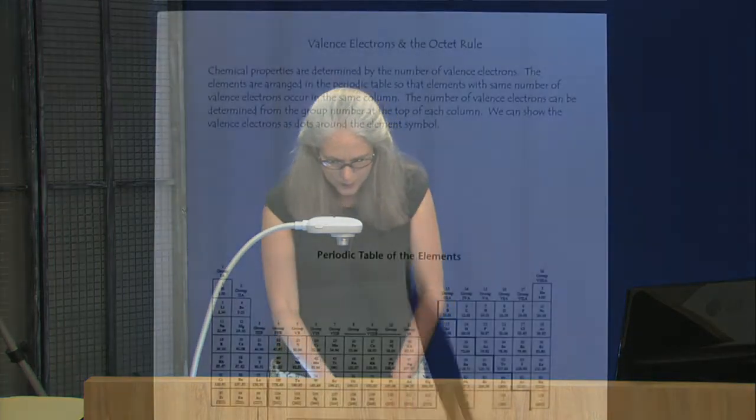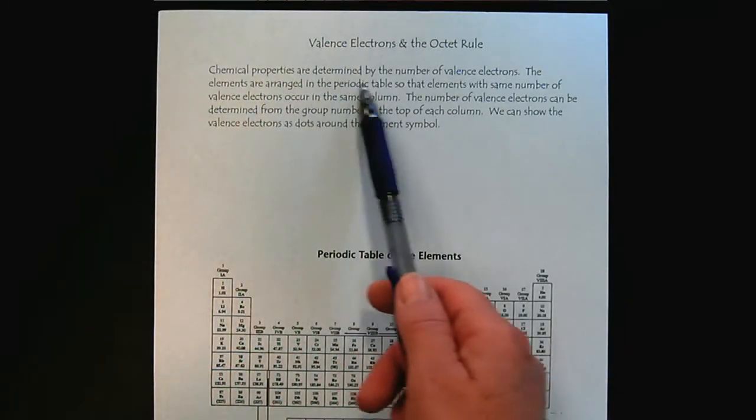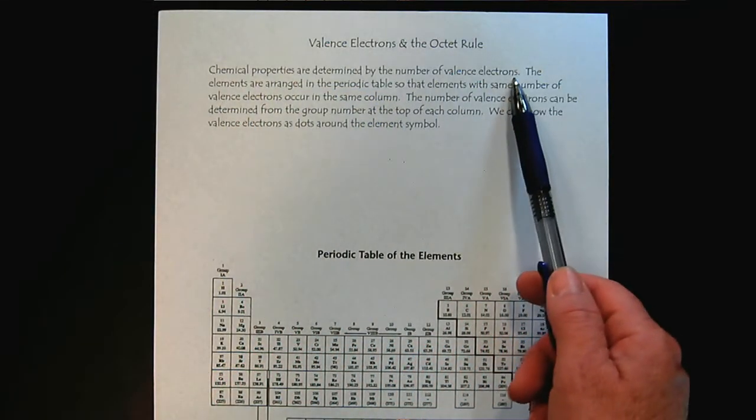Welcome to a video tutorial that reviews valence electrons and the periodic table, and then helps us connect this to the formation of ionic and covalent compounds. Let's get started. So it's important to remember that the chemical properties are determined by the number of valence electrons.